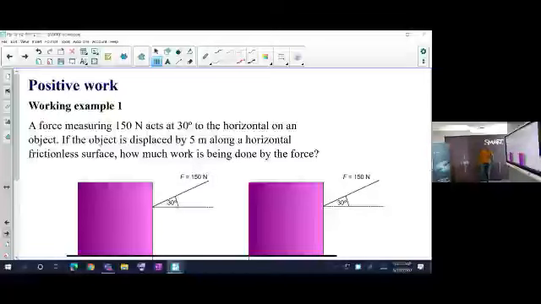If the object is displaced by 5 meters, now we have a displacement, the distance covered. 5 meters along a horizontal frictionless surface. Frictionless is very, very important as well. You must know that there's no friction, so the object will just move freely. Even though there is a minimum friction happening there, we have to ignore it. That is why they said frictionless surface. How much work is being done by the force?